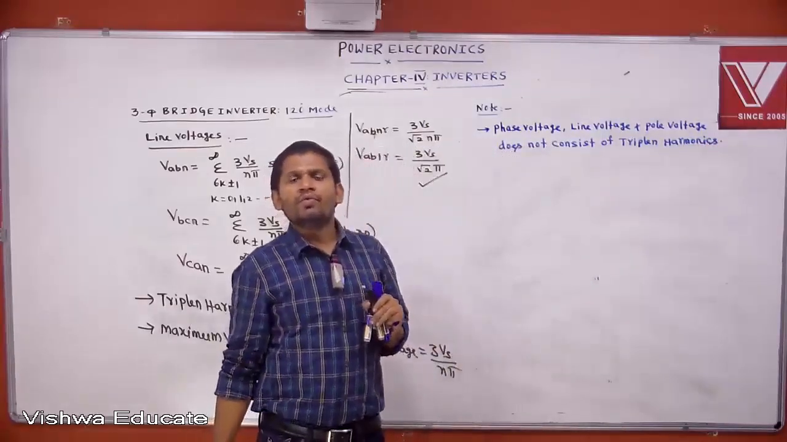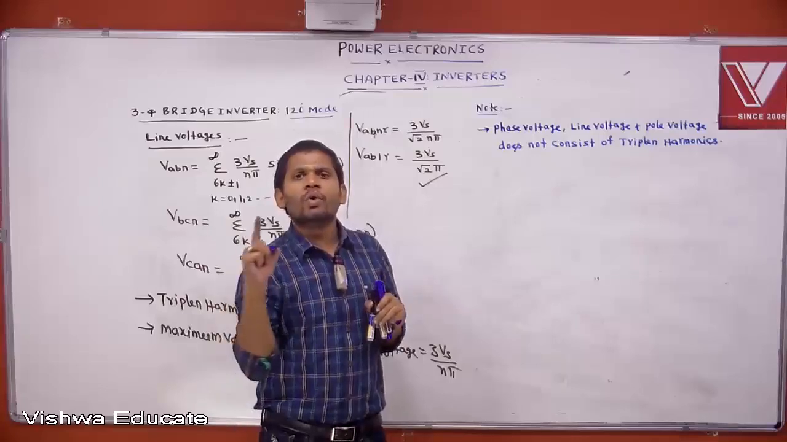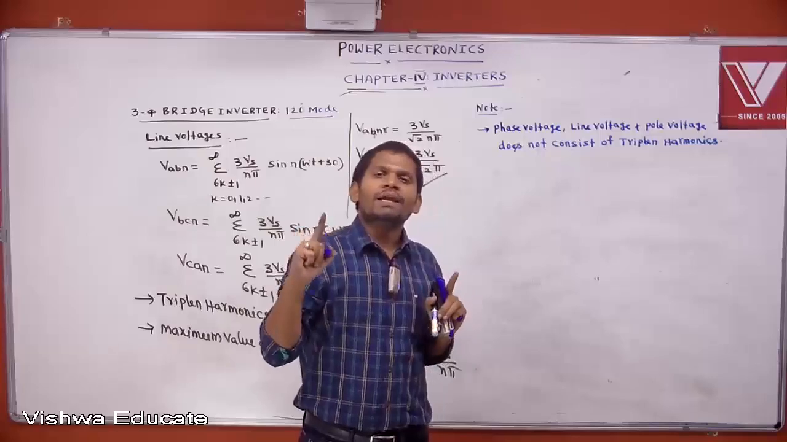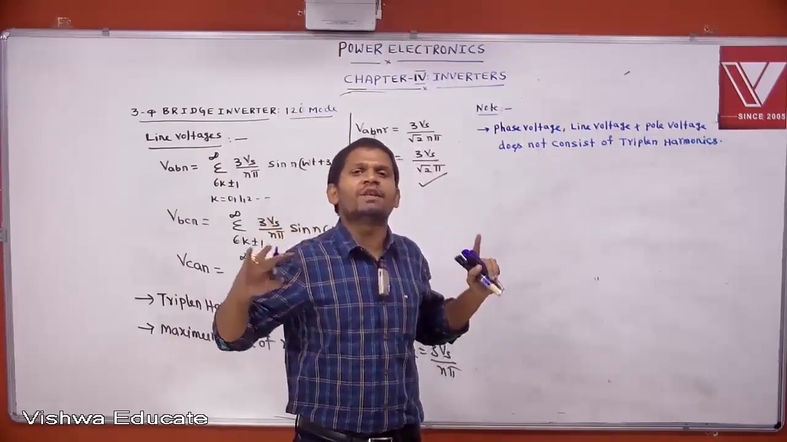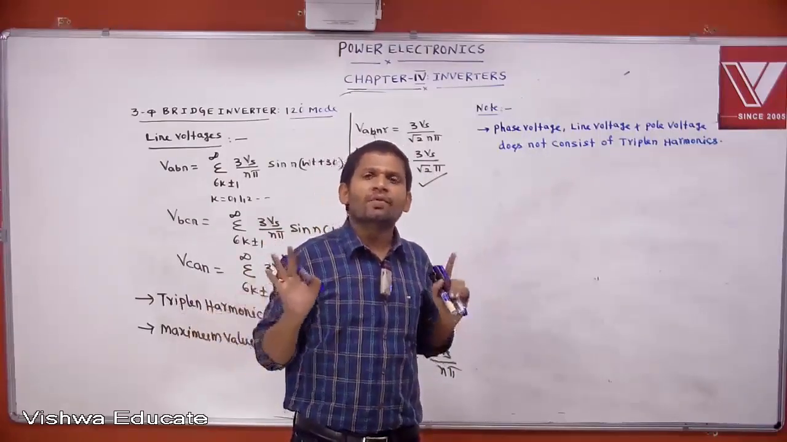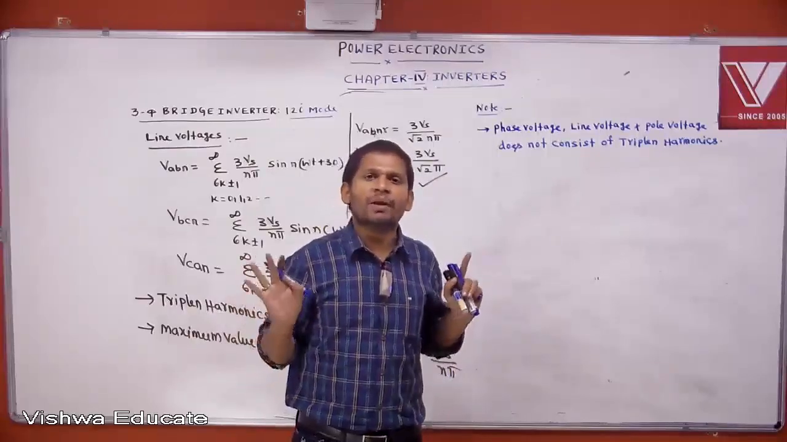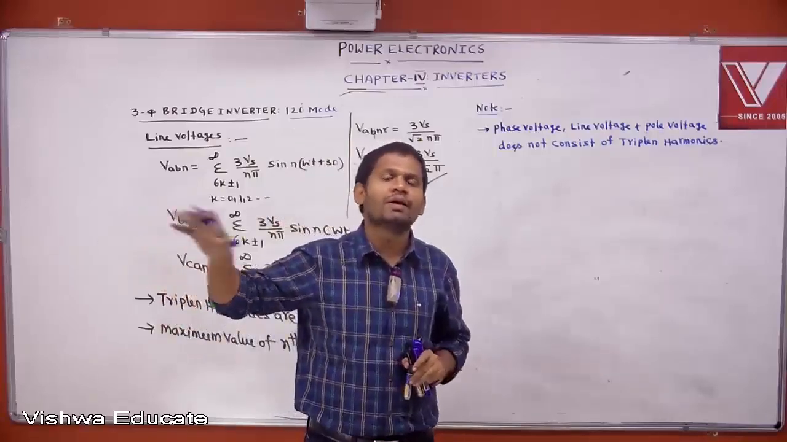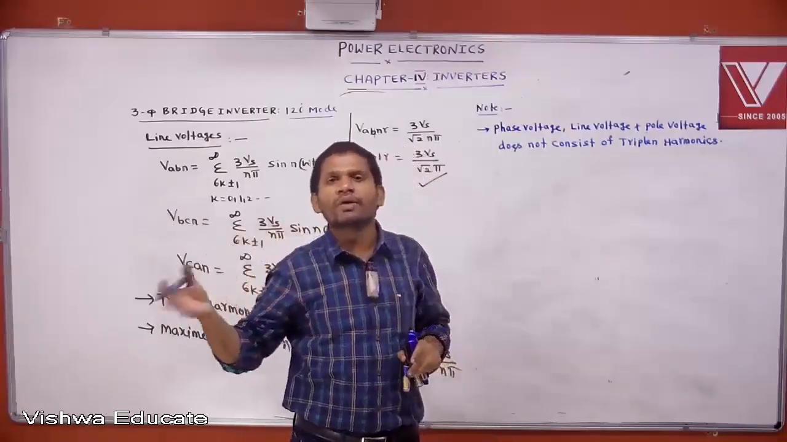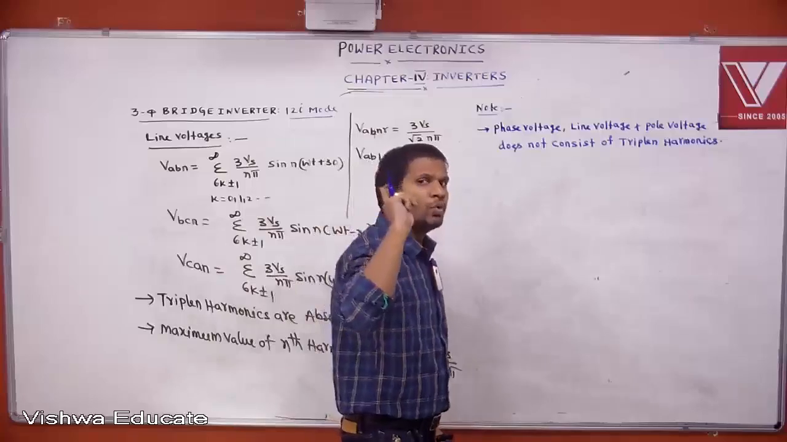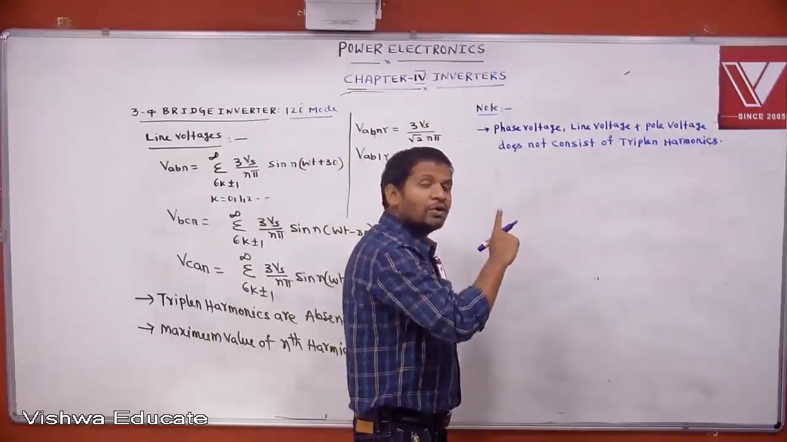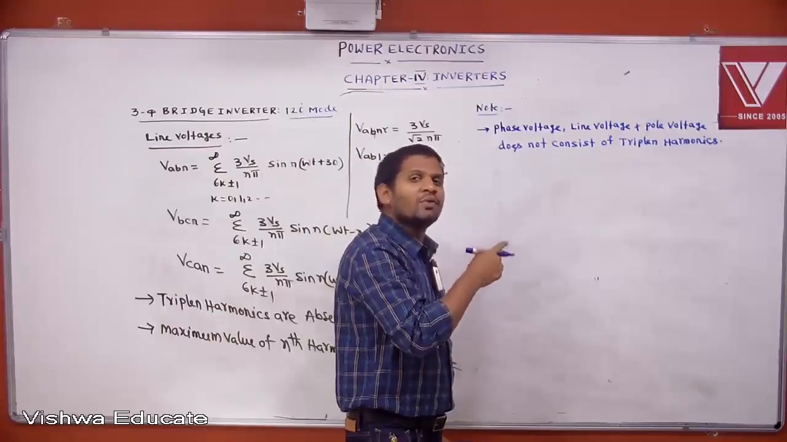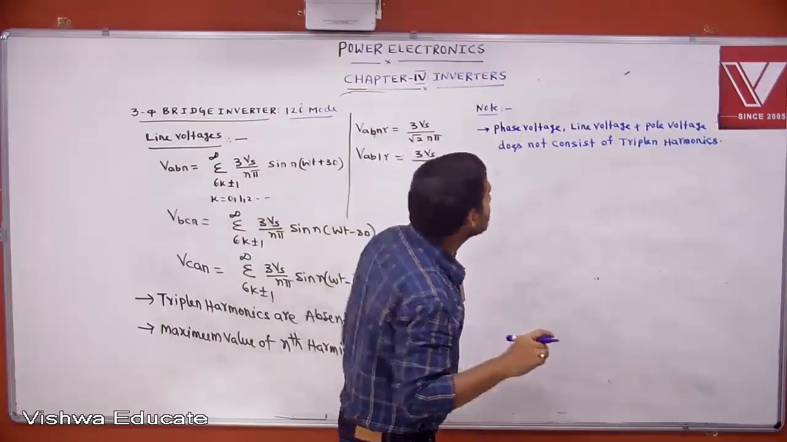But where do triplen harmonics exist? Only in pole voltage of 180-degree mode. That point you remember. In 180-degree mode, only in pole voltages do triplen harmonics exist. For the remaining, either 180-degree or 120-degree mode, whether line or phase, you don't have any triplen harmonics. Inherently, even harmonics are absent. Because of that wave shape, you don't have any triplen harmonics, except in pole voltage of 180-degree mode. But in 120-degree mode, the pole voltage and phase voltage are the same. That's why you don't have any triplen harmonics. Okay, next.